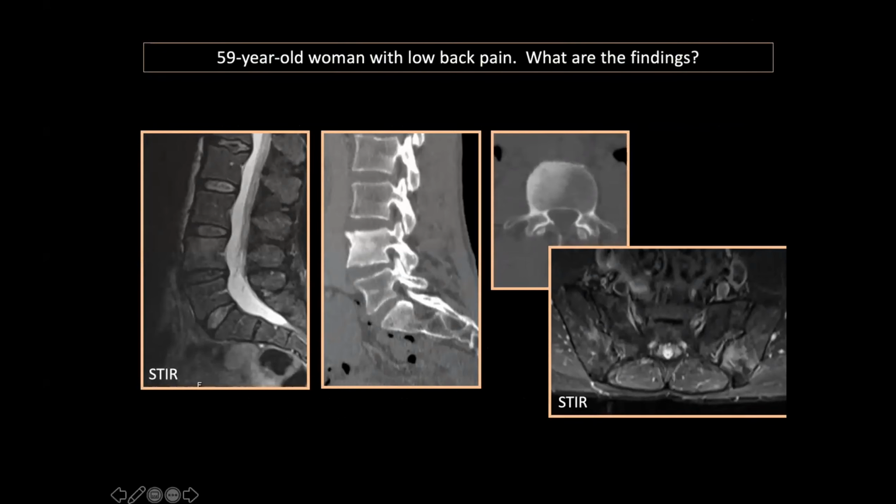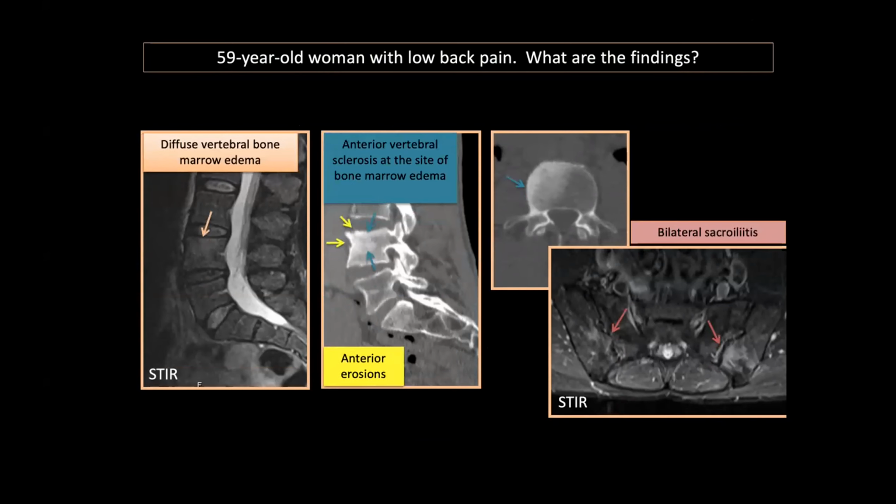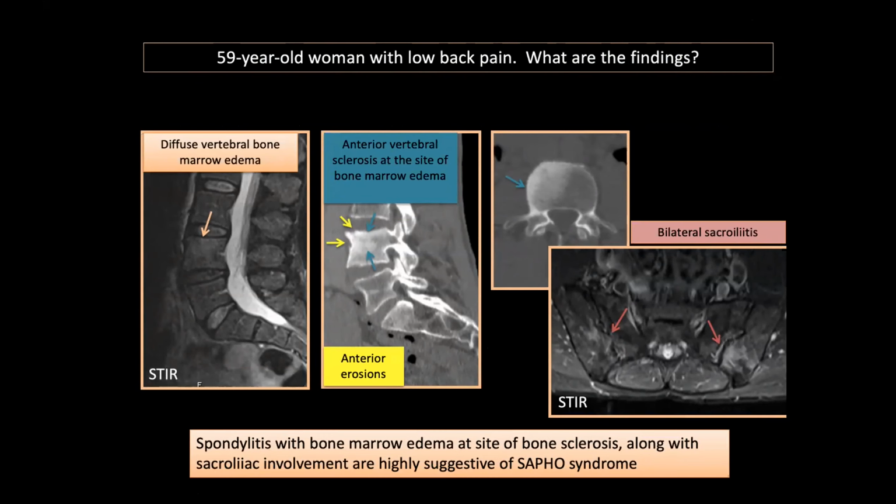So for example, now this patient has low back pain. The findings are the following. We can see there is some bone marrow edema along the end plate that is in the exact same position as an osteosclerosis here, associated with some anterior erosions. And this patient has also bilateral sacroiliitis. So what we have is spondylitis with bone marrow edema at the site of bone sclerosis, along with sacroiliac involvement, and this is highly suggestive of SAPHO.